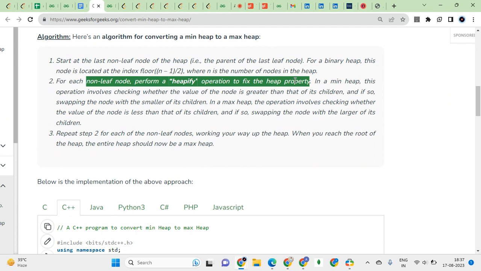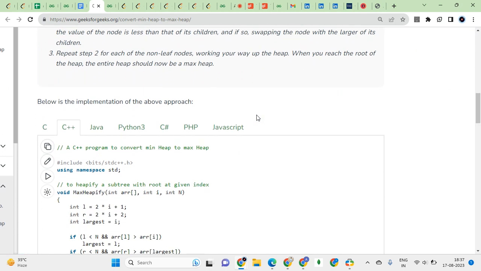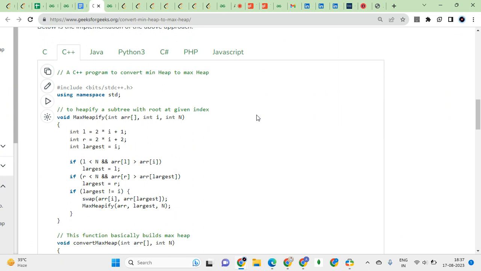This is the main thing. For each non-leaf node we perform a heapify process. When heapifying this portion, we take the larger of the children. So first we say largest equals I, then we say if L is greater than largest, largest becomes L. If R is greater than largest, largest becomes R. If largest is not I, swap and do a heapify process.